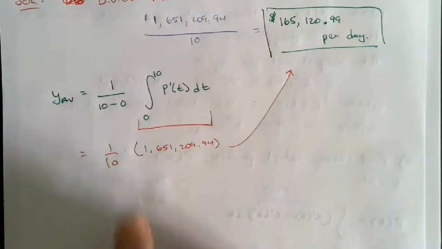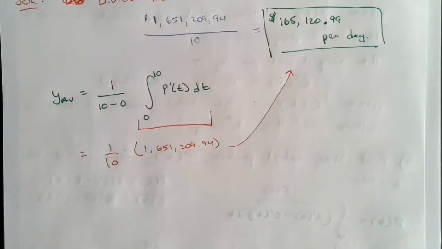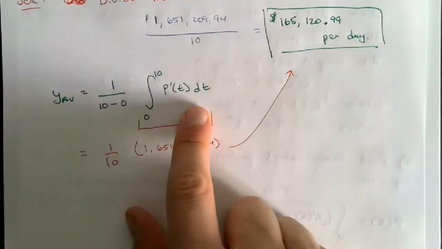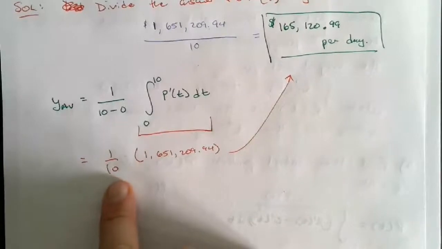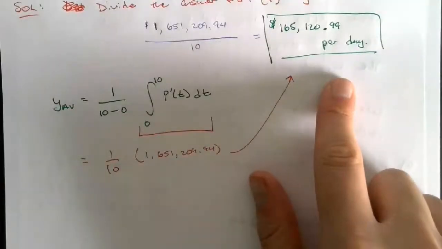Really what they're probably trying to get you to do, I just want you to have an understanding that it's really the same thing. This part here was the accumulated profit when we evaluated it, and then dividing it by 1 over the interval we're talking about will give us how much per day.